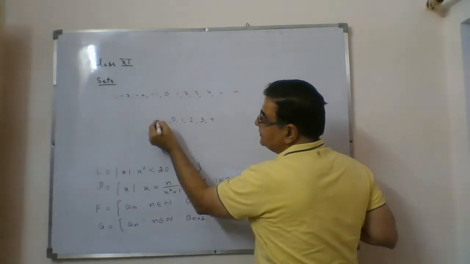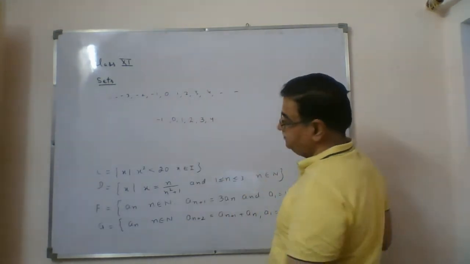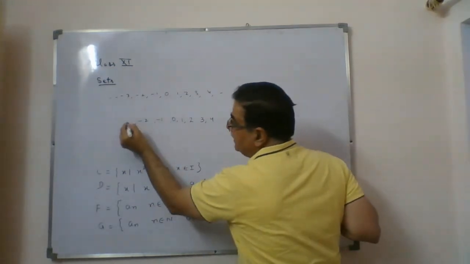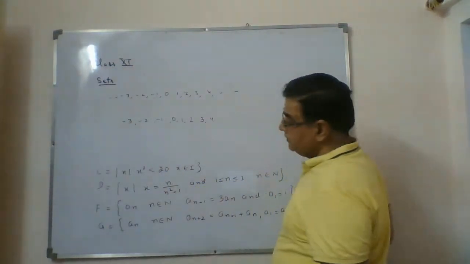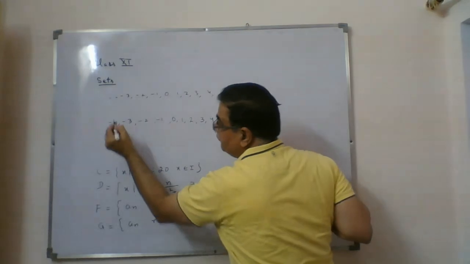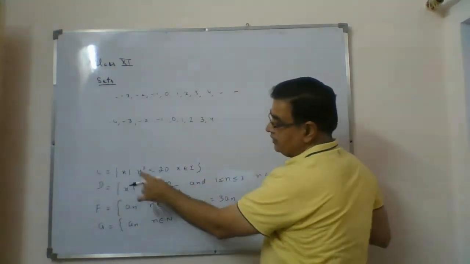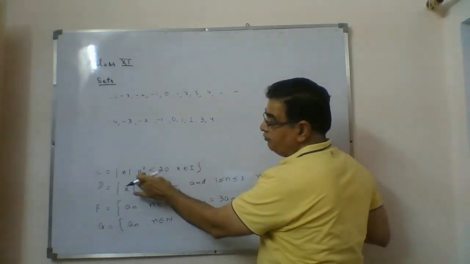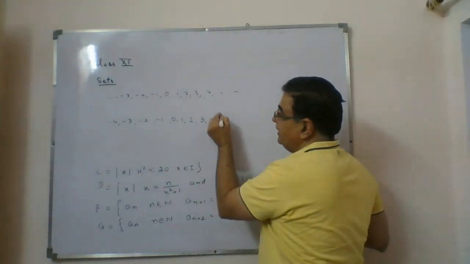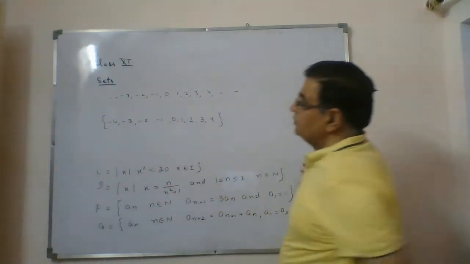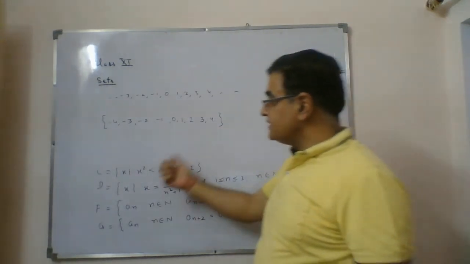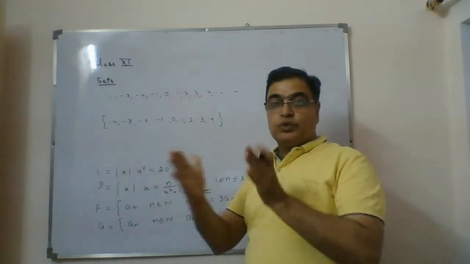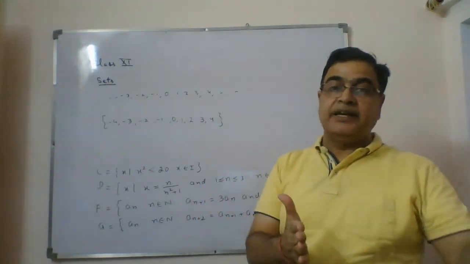Then we consider negatives: -1 square is 1, -2 square will be 4, -3 square will be 9, -4 square will be 16, still less than 20. -5 you can't take, because -5 squared means 25, which is not less than 20. So this way you will be having your set C. Set C will be those integers whose square is less than 20.